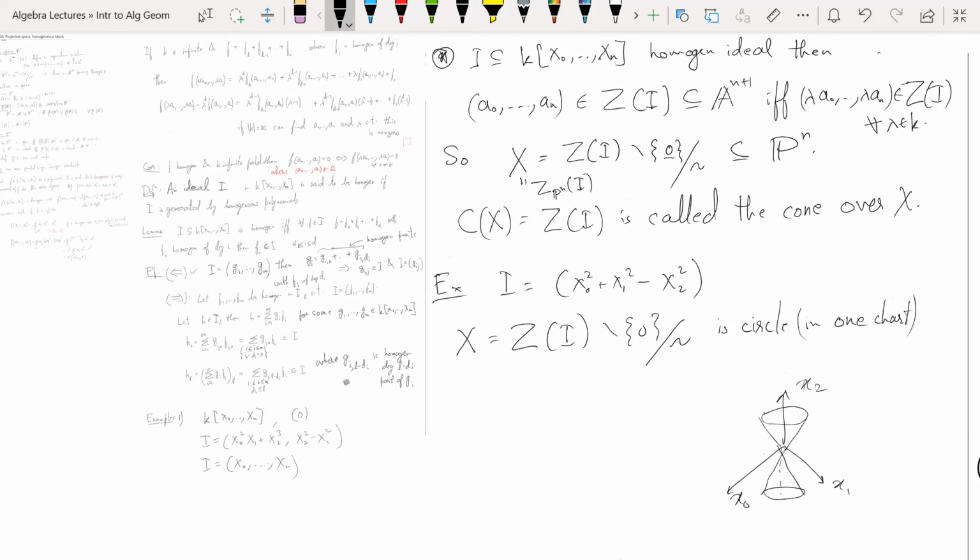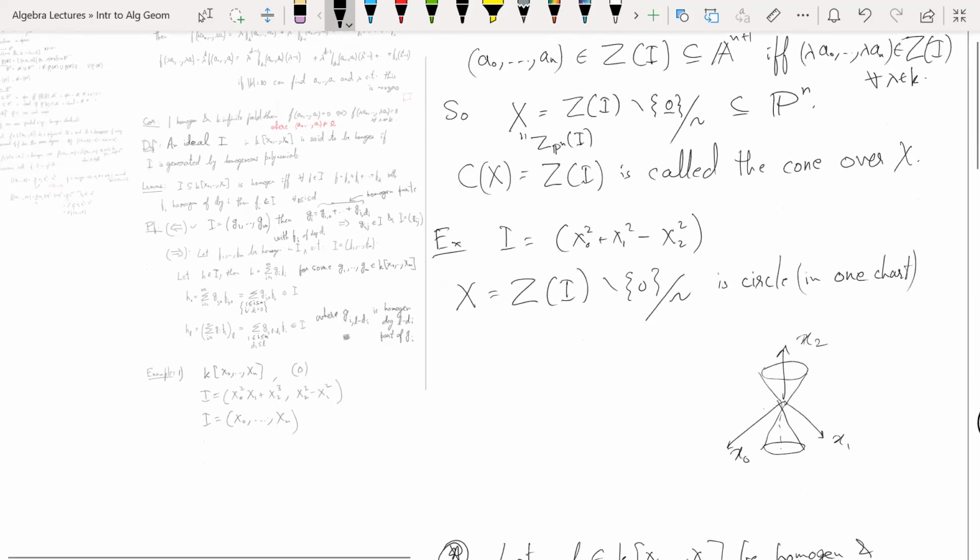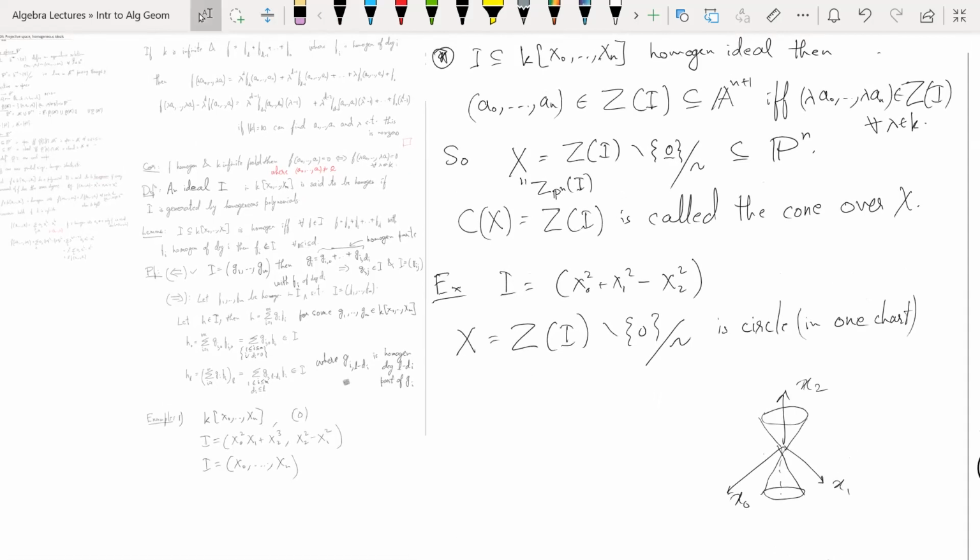So it's the zero set of some homogeneous ideal. You remove the origin and consider the equivalence classes. Or you can think of it as those points in P^n for which, if you evaluate at any homogeneous polynomial in I, it should be 0. So X is made of those points, and you don't have to worry about which representative you choose.